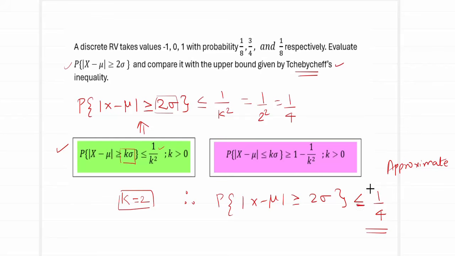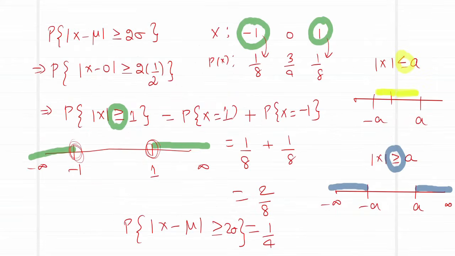So this inequality, which is less than or equal to 1 by 4, which was obtained using Chebyshev's inequality, actually coincides with the actual value of probability of modulus of X minus mu greater than or equal to 2 sigma, equal to 1 by 4. There is also one more way in which this quantity can be approached. If you are not comfortable using this minus a to minus infinity and a to infinity, go for the negation of it. What will be the negation of probability of modulus of X greater than or equal to 1? You can write it as 1 minus probability of modulus of X strictly less than 1.